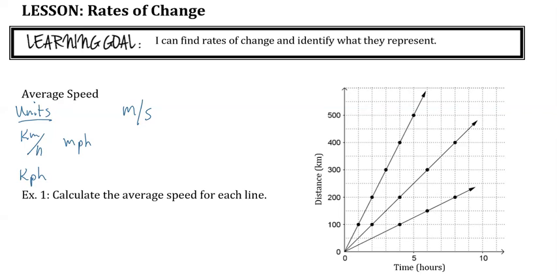Yeah, a spaceship or an orbiting planet or a moon would probably be moving at a speed like that. You could even do the speed of light in kilometers per second, although it would still be very, very large. You can mix and match all these things, kilometers per minute. These are just some of the common ones. So those are average speed.